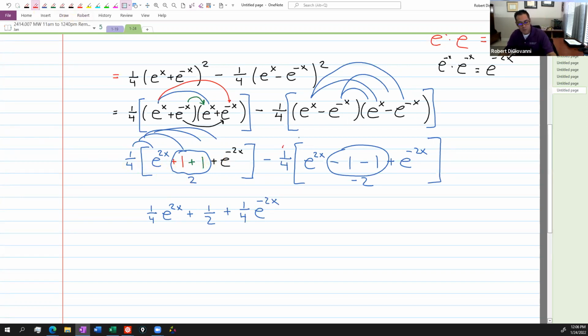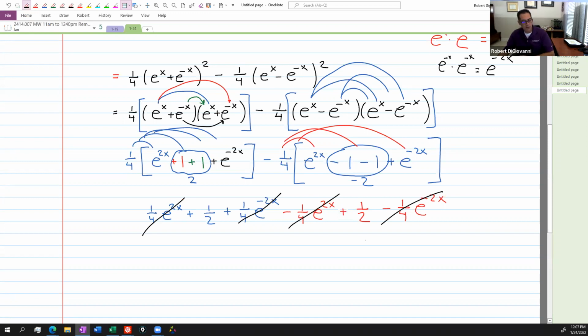That's me passing a 1/4 through everything there. And then I'm going to pass a -1/4 through here. So I get -1/4 e to the 2x plus a half, because I have -2 here being multiplied by -1/4. That's positive 2/4. It's positive 1/2. And then finally I have minus 1/4 e to the negative 2x. Gone. 1/2 plus 1/2 is 1.